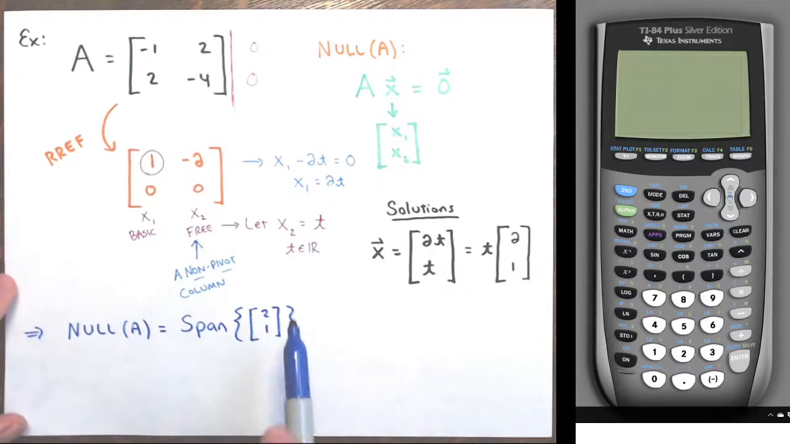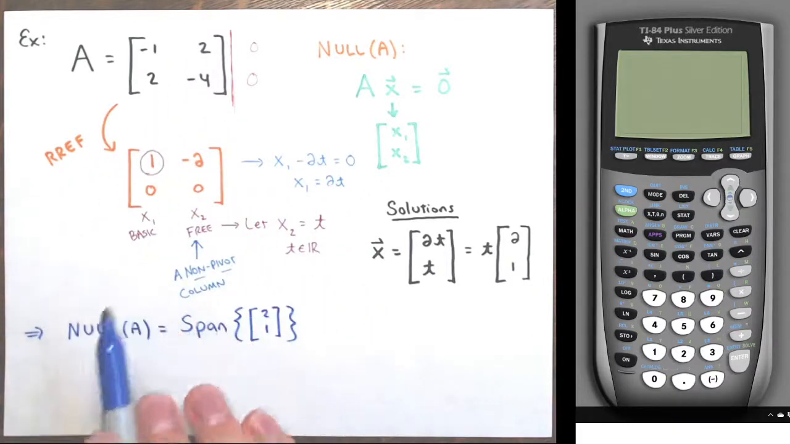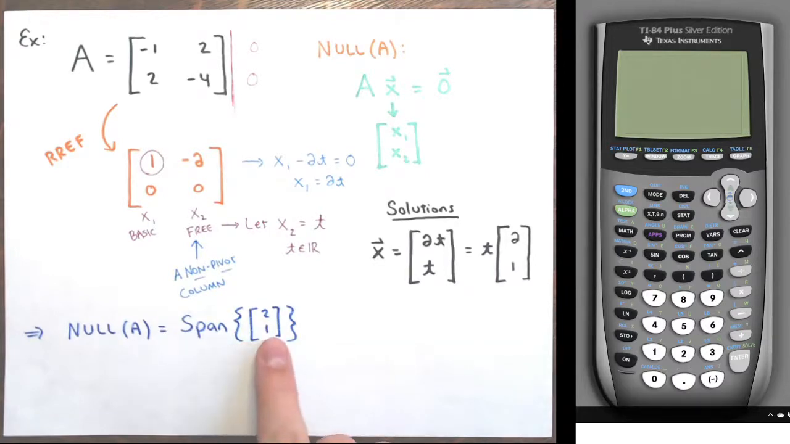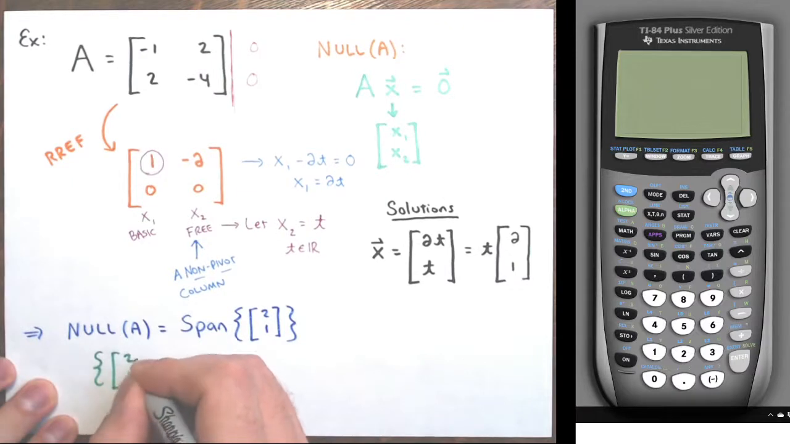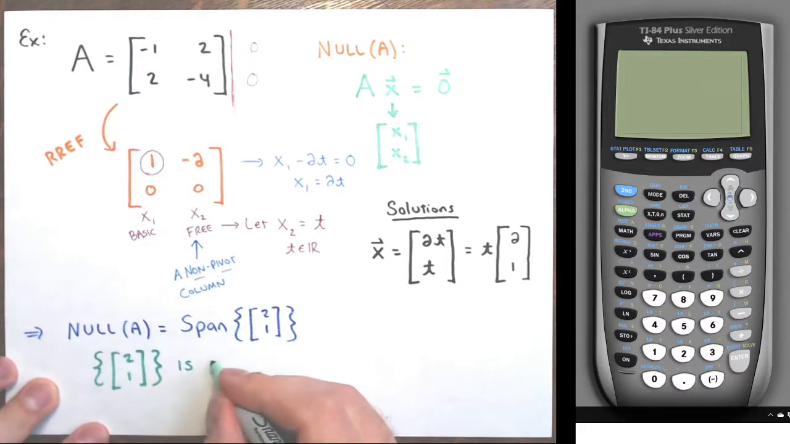Great. And if you did this correctly, if you set up your system to matrix so that you have reduced echelon form or even just echelon form, the pivot columns will correspond to independent vectors, and you'll have set up a nice basis for your null space if you did everything properly. So this set, with just the vector 2, 1 in it, is a basis for the null space.